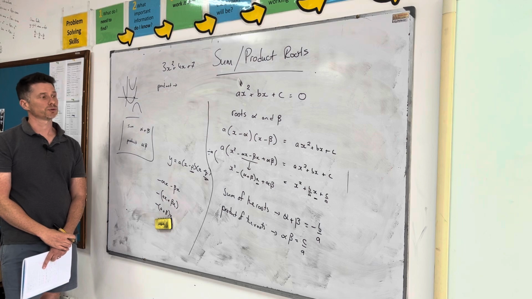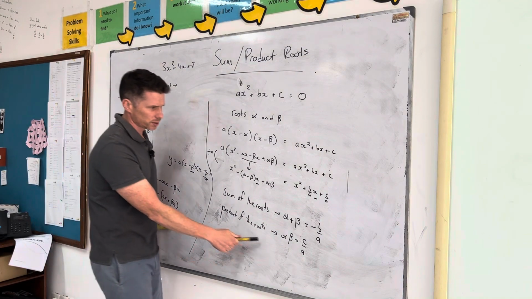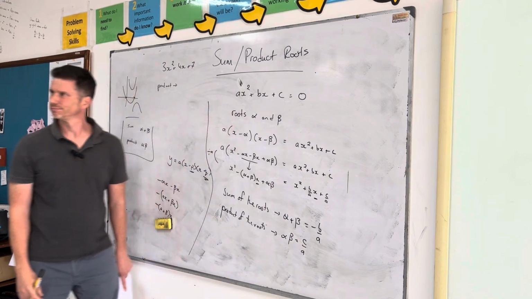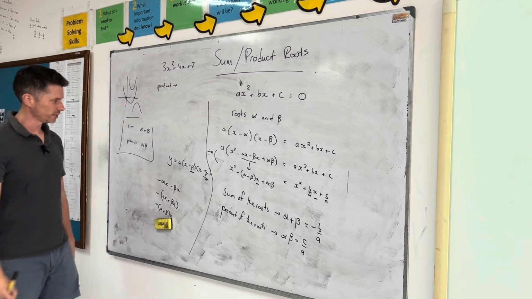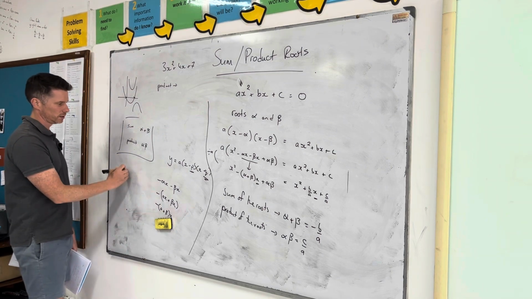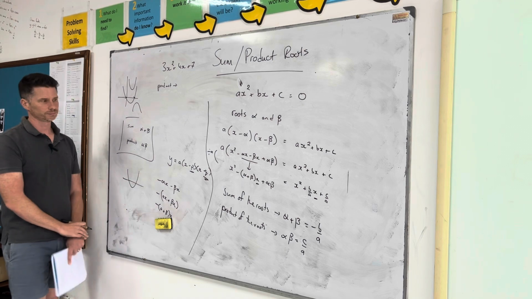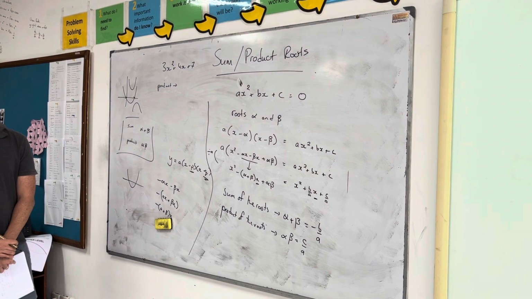Okay, what's the product of these roots? So we just go, product of roots is the c divided by a. What is product? Multiply. Product means to multiply. Two roots, so two numbers multiplied together. 7 and 2 is 14. Yes, the product of 7 and 2 is 14, but that's not 7 over 3. But isn't there like infinite products?